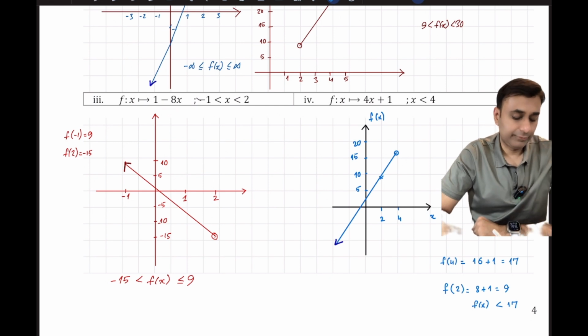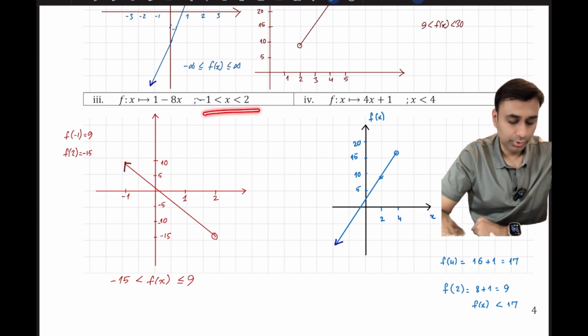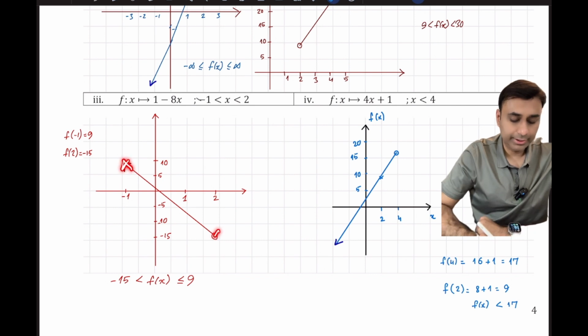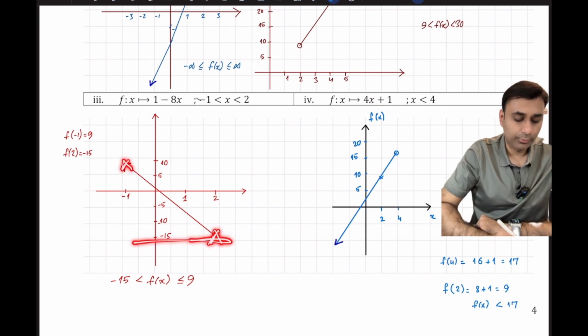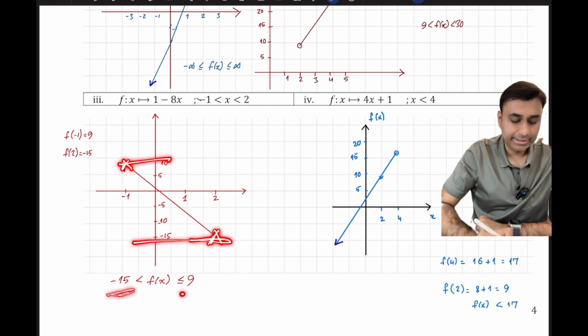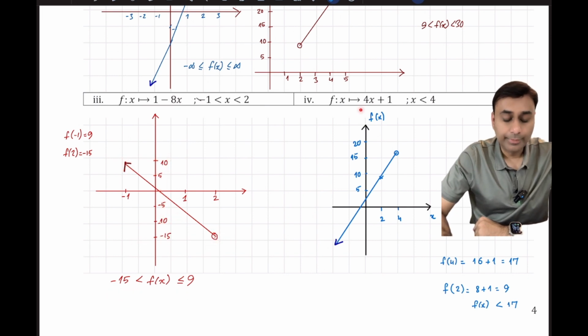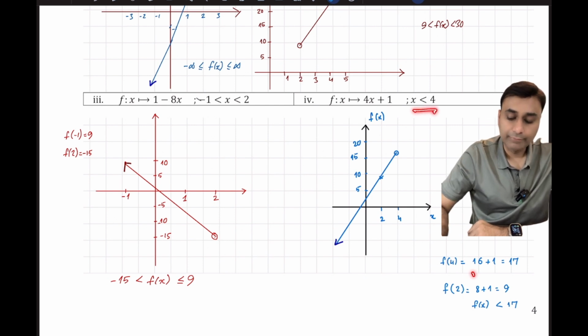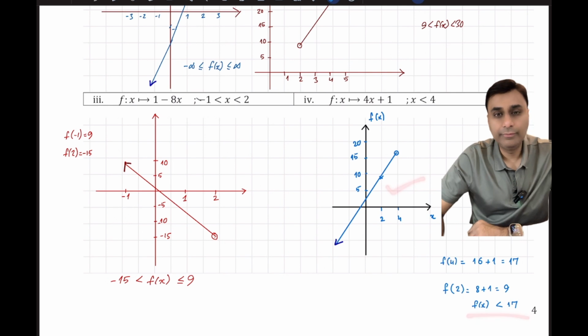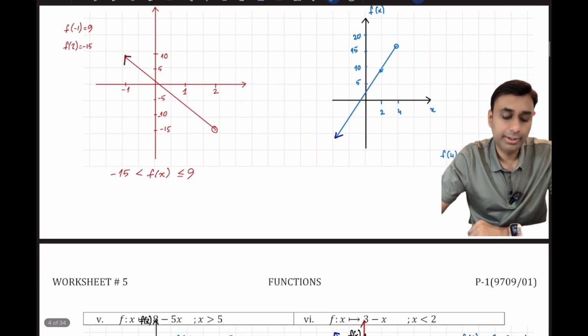If it says from -1 till 2, obviously this is -1 and this is 2, and I can get a corresponding range that lies from -15 as the minimum value to 9 as the maximum value. This is x is less than 4, so if I put x as 4, I know that this is a positive gradient. So if x is decreasing, the range would also be decreasing. I can plug in that value of x and get a corresponding range, and I can identify that f(x) is less than 17. Otherwise, I can make a sketch and have a very clear picture of the interval of range.